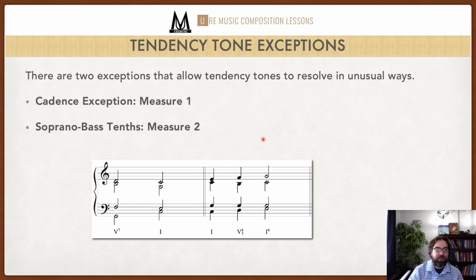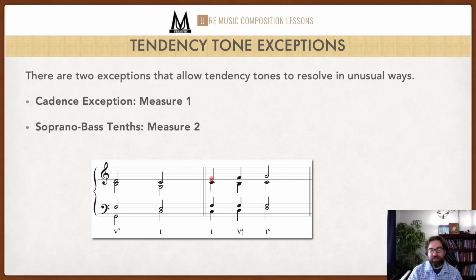All right. So here, the 5/4/3 chord, this is the 7th. It needs to come down to an E, but it doesn't. It goes up to the G. So why is this okay? In this particular instance, you have soprano and bass tenths. So here's the bass, and here's the soprano.